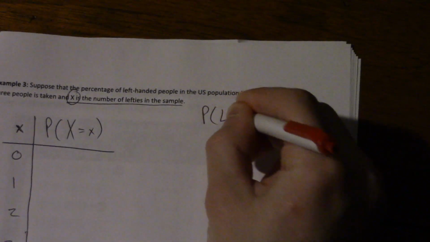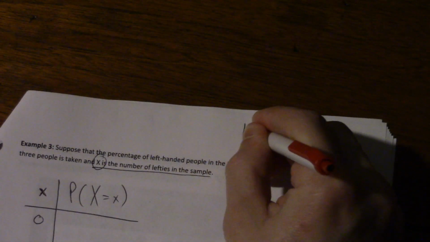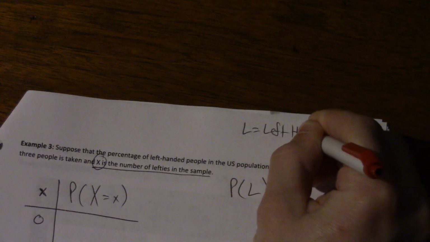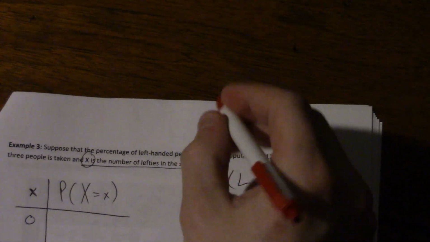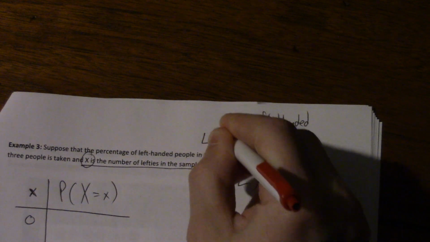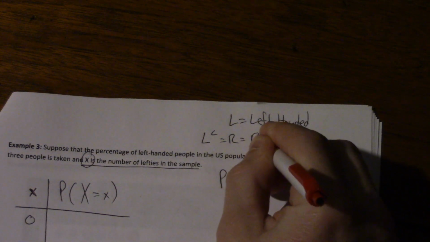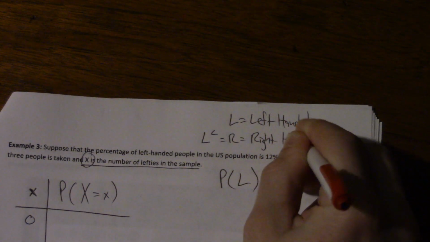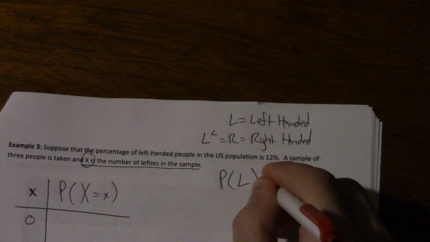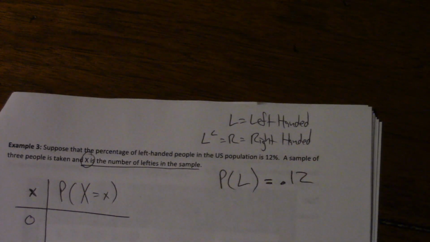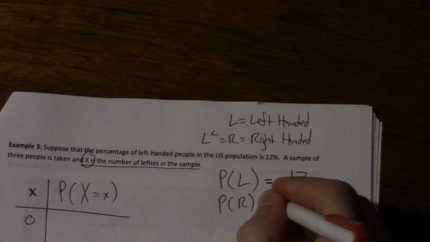The probability of being left-handed, maybe I'll call that L. I'll specify that particular event. And then since we have L for left-handed, I could say L complement is right-handed, but I'll just go ahead and call that R just to keep things a little simpler. So people will either be left-handed or right-handed. And we know that the probability of being left-handed is 12%, 0.12. So that means the probability of L complement, or R, being right-handed is 0.88.